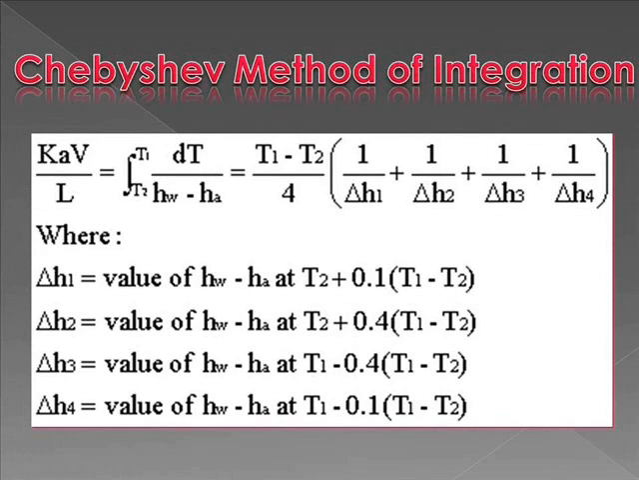For the Chebyshev method of integration, the formula for the cooling tower characteristic, which is equal to the integral of dT over hw minus ha from T2 to T1, will be equal to T1 minus T2 all over 4 times 1 over delta H1 plus 1 over delta H2 plus 1 over delta H3 plus 1 over delta H4, where delta H are the different values of Hw minus Ha at different conditions.